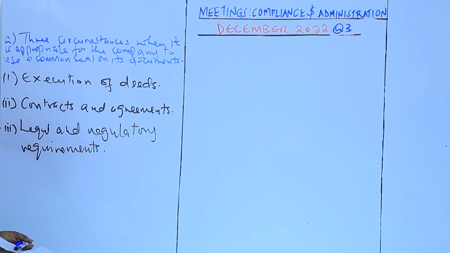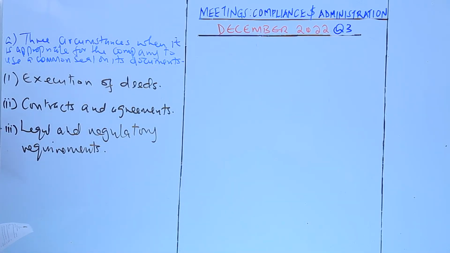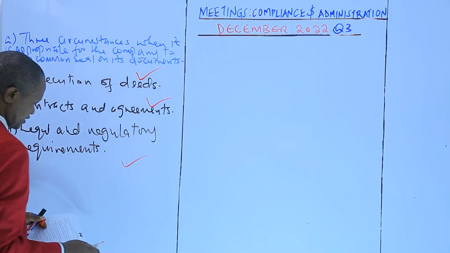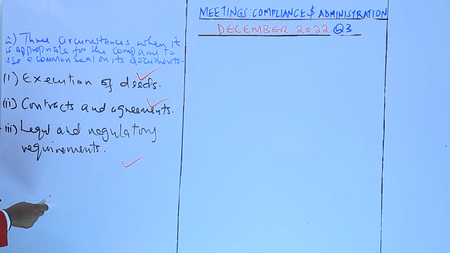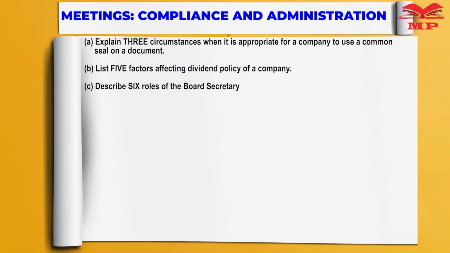So these are 3 circumstances. 1, 2, 3 circumstances to earn 3 marks. That is part A of that question.